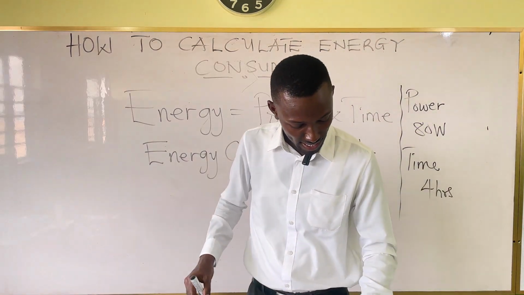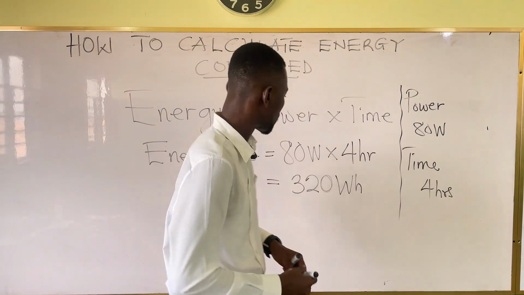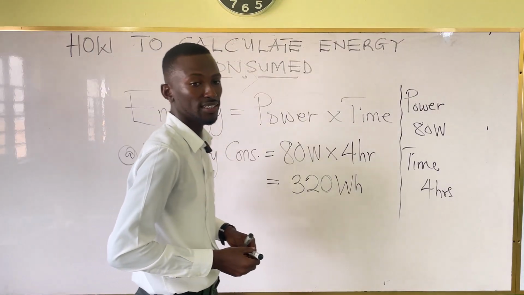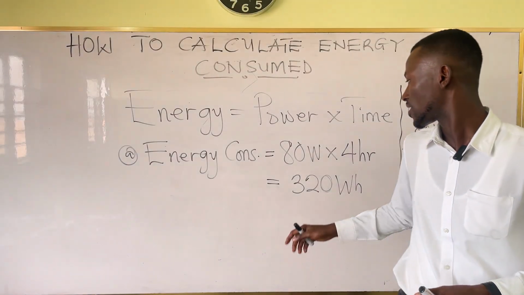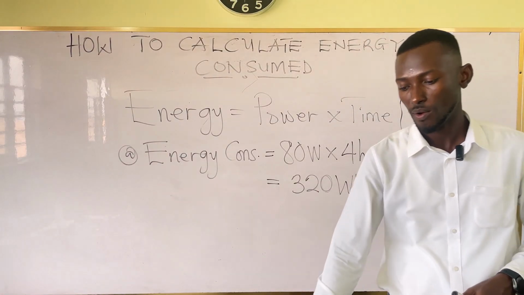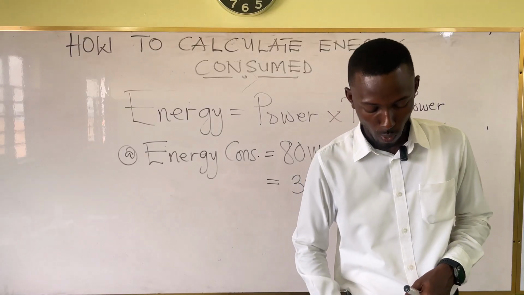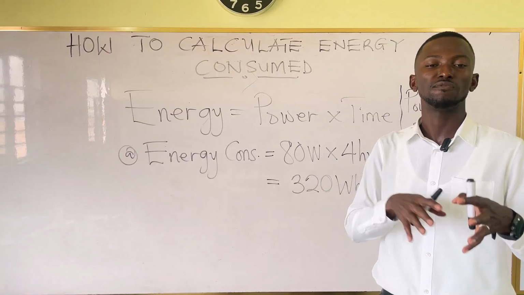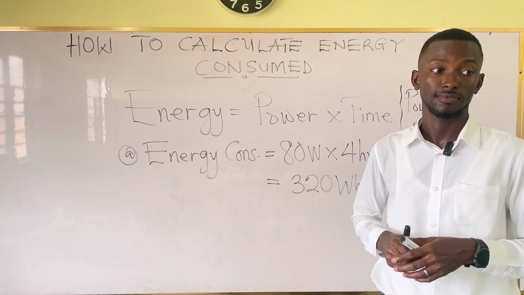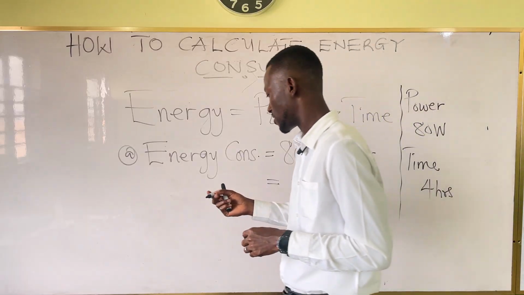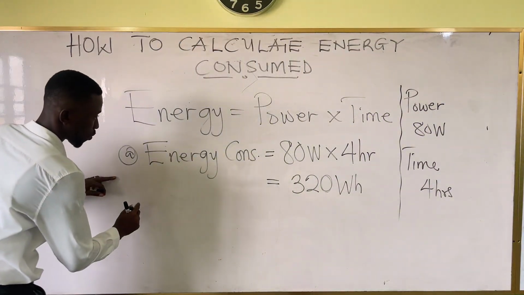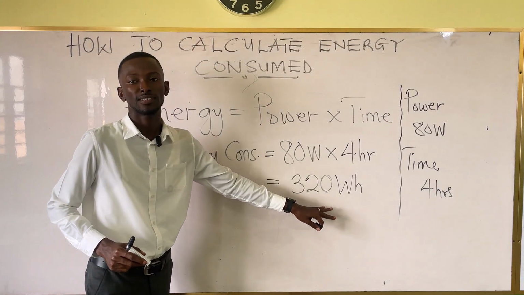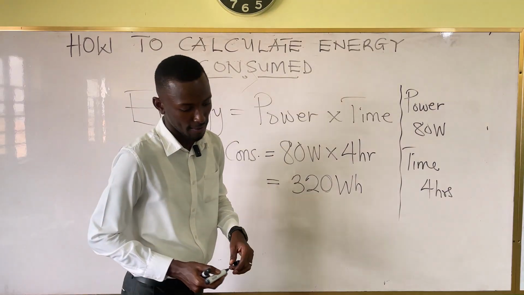Now we have to calculate the energy consumed in kilowatt hour. So this is the A part of the question: 320 watt hour. What about the B? Now take note of this. When converting from watt hour to kilowatt hour, you divide by 1000. So just divide this answer by 1000. What will be the answer?